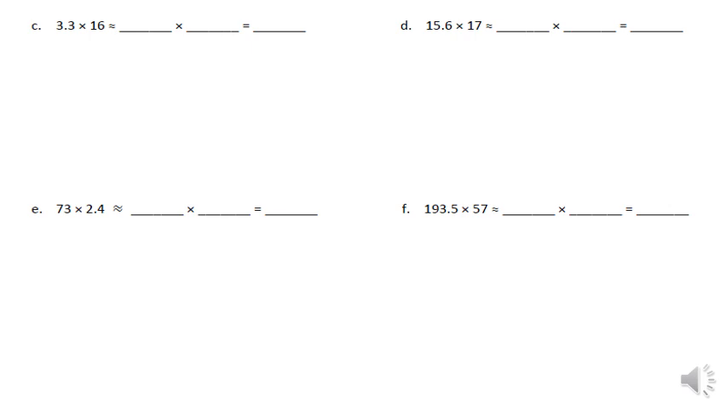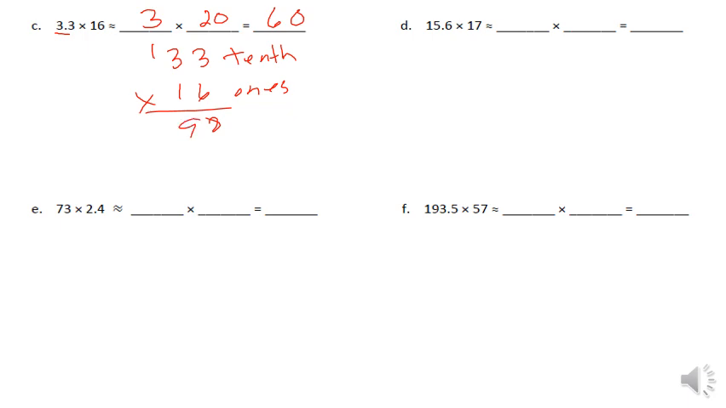Okay, doing our estimate first, 3.3 would be closer to 3, 16 is closer to 20, so we can see this should be approximately 60. So we have 33 tenths times 16 ones. 6 times 3 is 18, 6 times 3 is 18, and 1 is 19. Put our placeholder, 1 times 3 is 3, 1 times 3 is 3. So we have 528 tenths. We know it has to be close to 60, so our answer has to be 52 and 8 tenths, because the 8 would have to go in the tenths place.